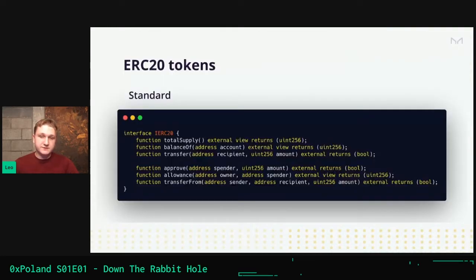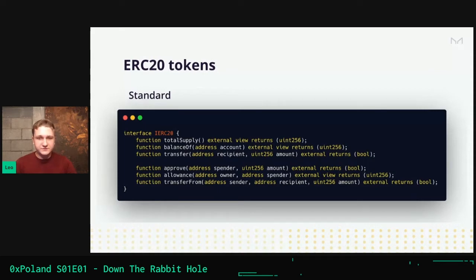ERC20 token is basically a contract that implements the provided interface. Don't be afraid now, we'll go through it line by line, and I'll explain what this interface means. So whenever the contract implements this interface, we can call it an ERC20 token, and then we can operate on it as a token. And there is a lot of different tools that can understand the standard and make use of the standard. Our contracts that we will code today will also be based on the standard, and that's why we're talking about it right now.